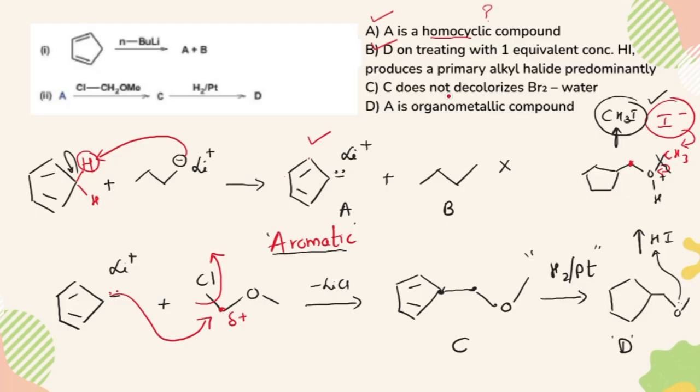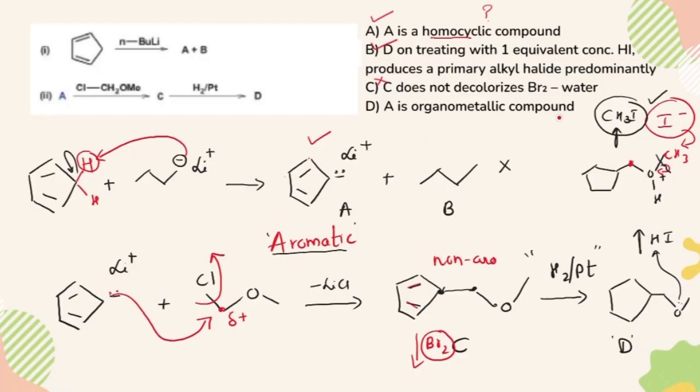Now, C doesn't decolorize bromine water. So what is C? This is C. So it does decolorize bromine water. So this is a reaction of an alkene with bromine. Since this molecule is non-aromatic, as I told you, the non-aromatic compounds easily undergo addition reaction with bromine and decolorize the bromine water. Hence, this is a wrong statement. C does decolorize bromine water. That is a true statement. So given statement here is wrong.